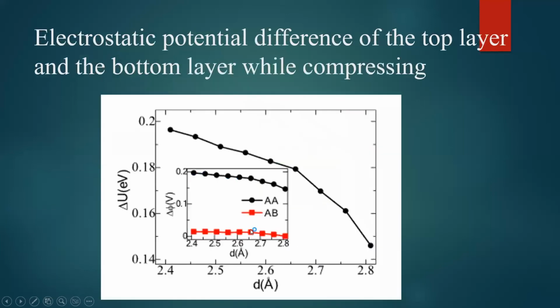In the next slide we calculated the electric potential difference of the top layer with respect to the bottom layer. Here at 2.8 Angstrom, the potential difference between the two layers is somewhat like 0.15 electron volt. If we gradually compress it and the interlayer distance is reduced to somewhat like 2.4 Angstrom, we get a potential difference of around 0.2 electron volt. So the more we compress it, the larger the electric potential difference between the two layers, and we are going to get electricity, and we will model our nano generators as well as energy harvesting devices for daily applications.